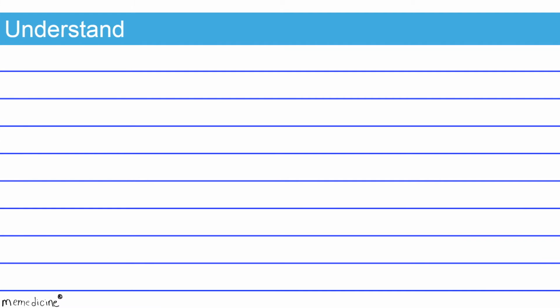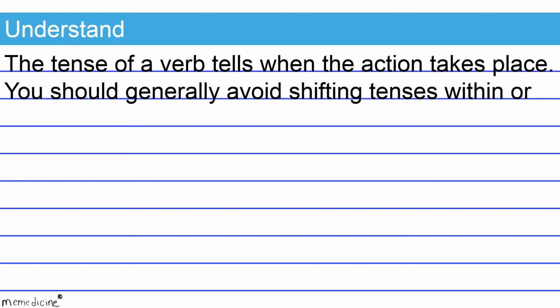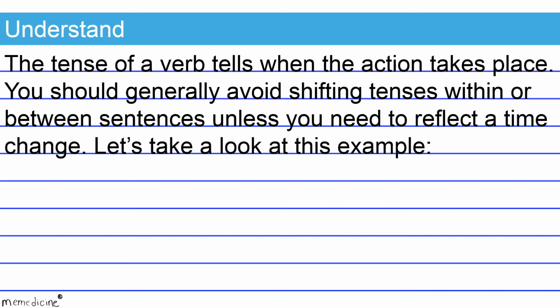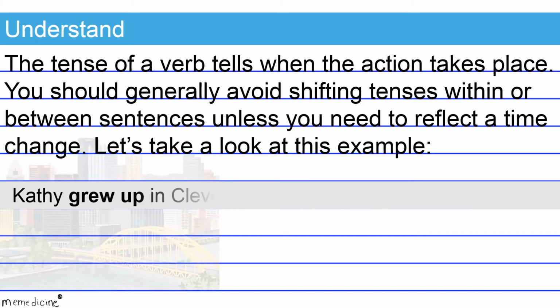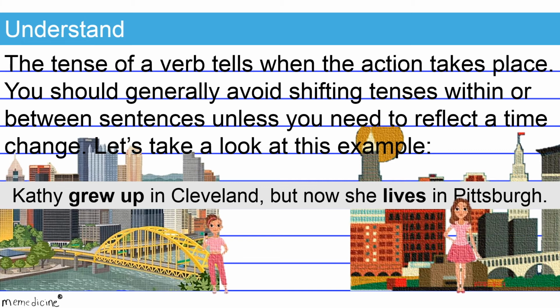Here's what you need to understand. The tense of a verb tells when the action takes place. You should generally avoid shifting tenses within or between sentences unless you need to reflect a time change. Let's take a look at this example. Kathy grew up in Cleveland, but now she lives in Pittsburgh. The sentence shifts to the present tense to reflect a time change. This is appropriate in this instance.